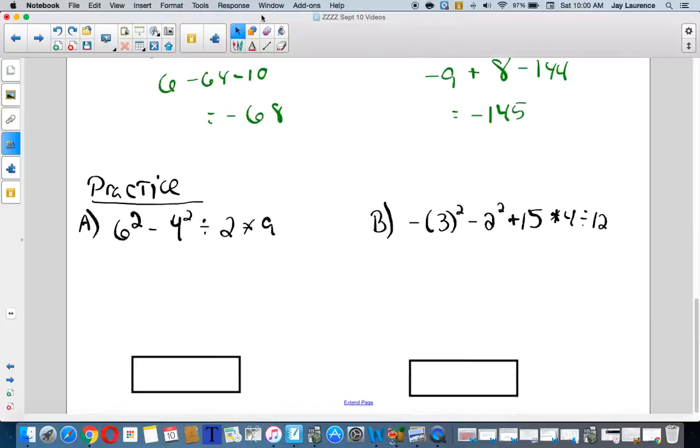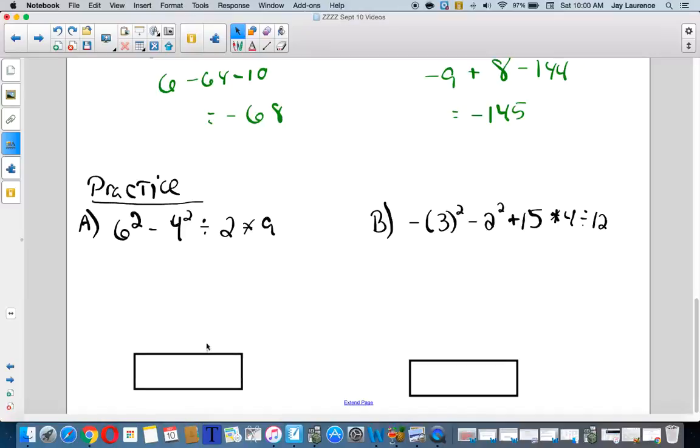Again, please pause the video, see if you can do them right. Under these rectangles, I have the answers. Too bad it's not a touchscreen. You'd be able to move them. But I'm going to show the answers in 1 second. So if you haven't paused the video, do so now. Work out the problems. Okay, here we go.